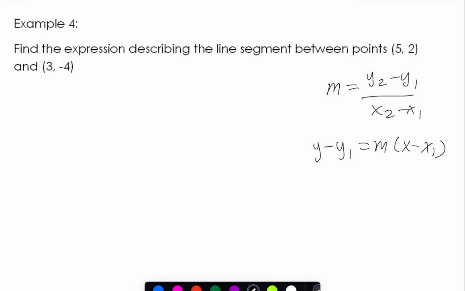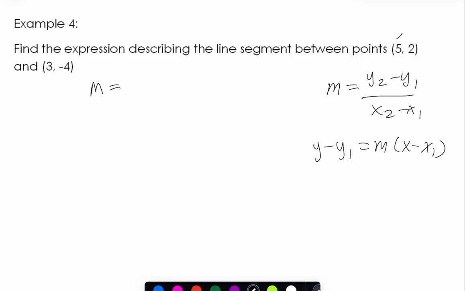So when they say to find the expression describing the line segment between points (5, 2) and (3, negative 4), first let's describe the entire line, and then I'll show you how to describe the line segment, okay? So if we describe the entire line, first we need the slope.